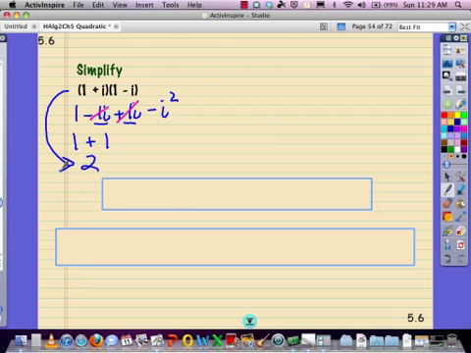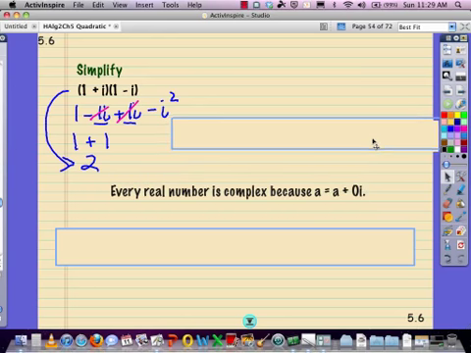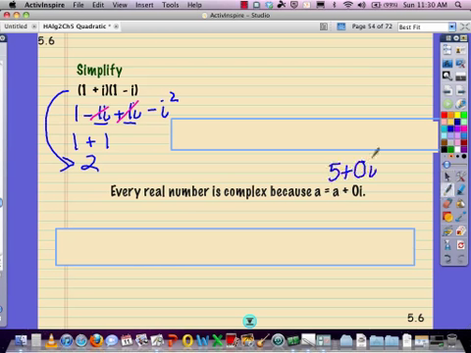Now let's see what we've got hidden here. Every real number is complex because a plus 0i is how you would write it. So if I said my number is 5, write it as a complex number, you're just thinking 5 plus 0i. Every real number can be written that way. Does that mean from here on out that's how we're going to have to write our real numbers? No. But in the back of your mind you're saying the number 5 really is complex. It just has a 0 imaginary part.